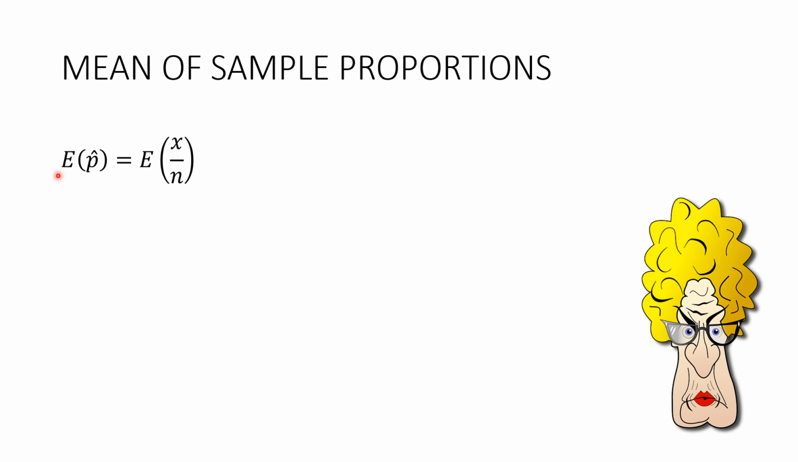The expected value of P hat, well that's the same as the expected value of X over N. And I can split this up. X is a variable, N is not. Now what's this, E of X? Well, X is the number of people in the sample who have this characteristic. That's a binomial distribution. And the expected value of a binomial is NP, so number of trials times the probability of success. So our expected value of P hat is actually equal to P.